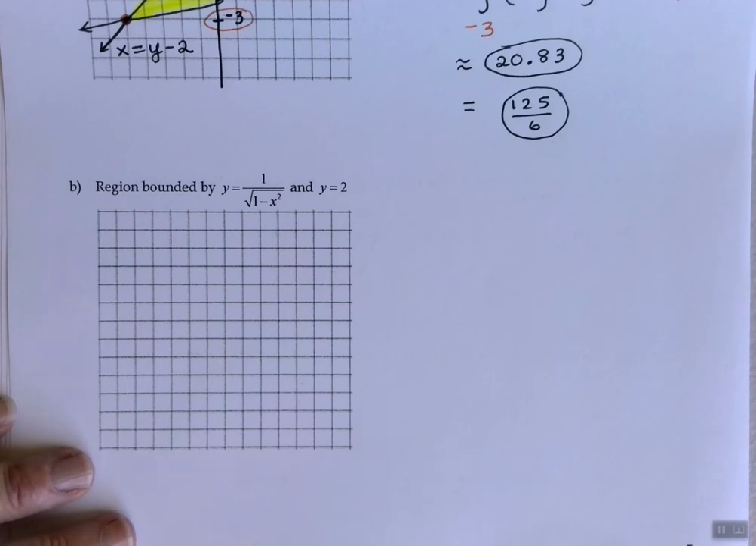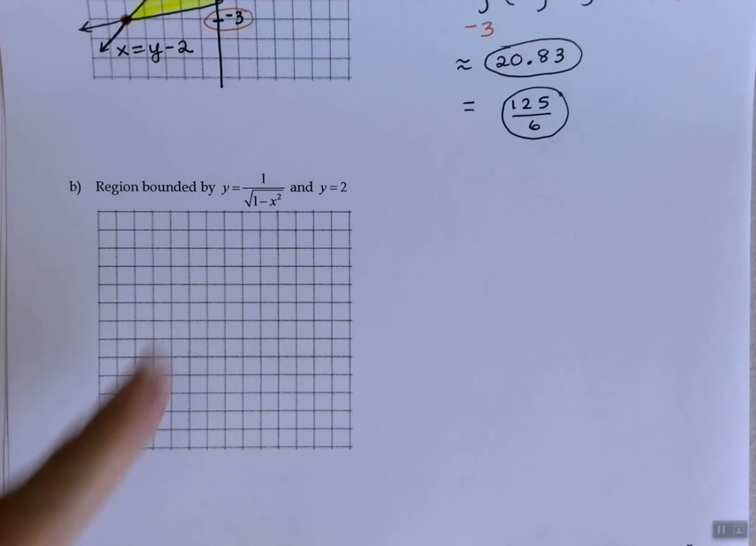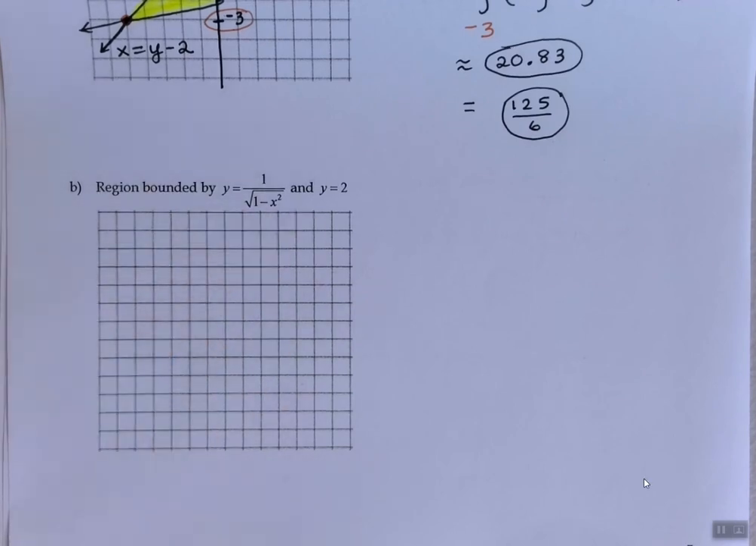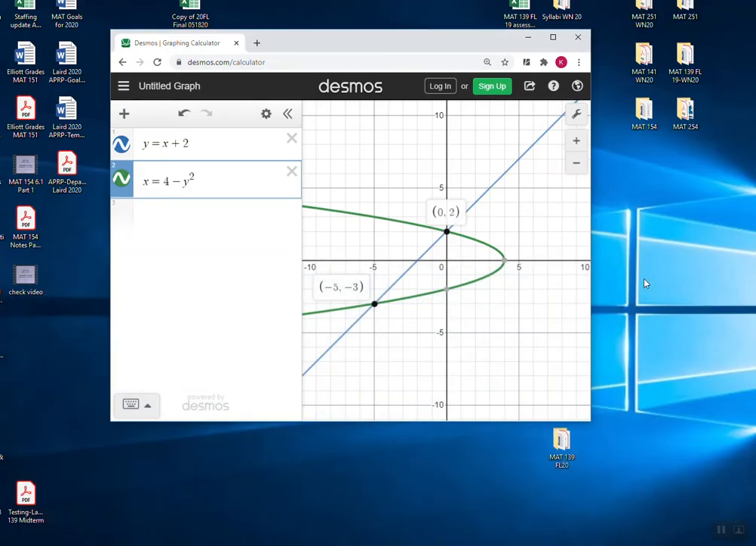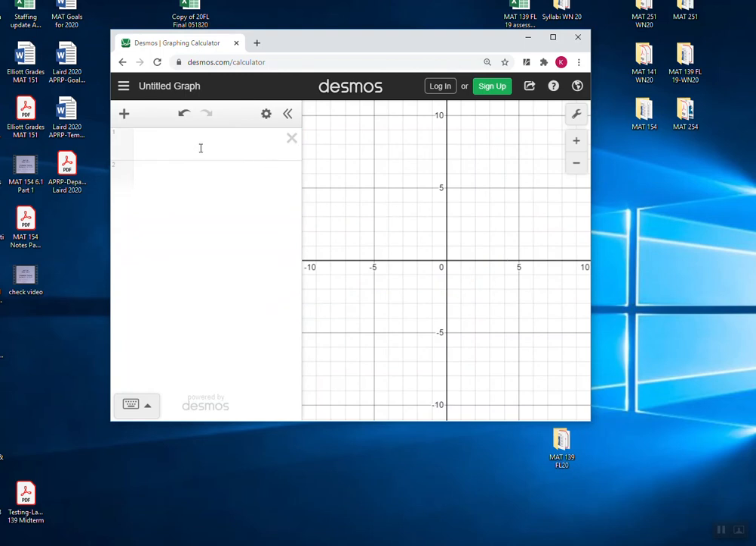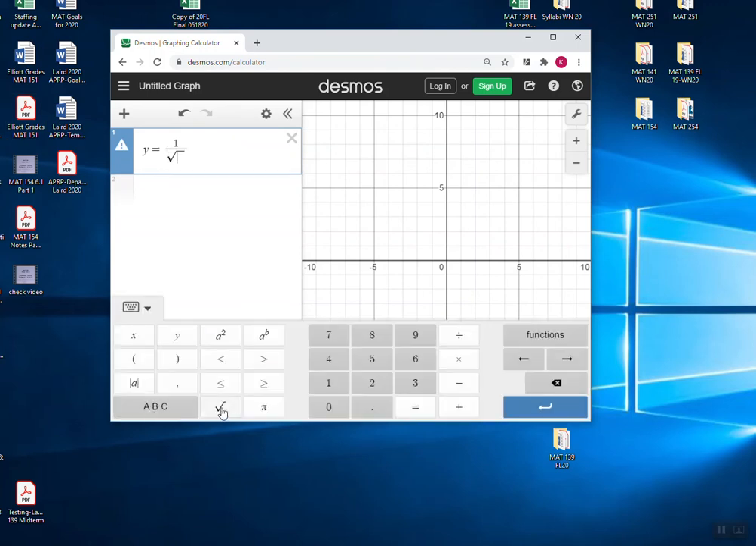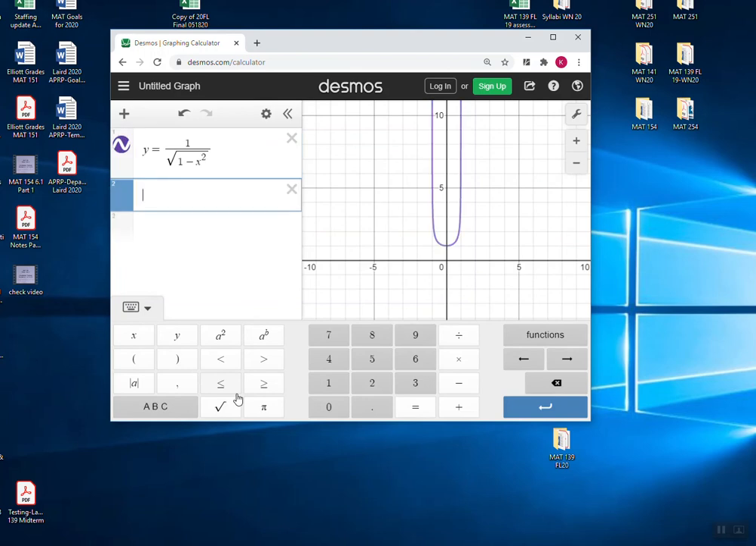So let's see what we've got here. I am once again, just because I think it's such a nice feature, these aren't hard to graph on the calculator, but it's so simple to find things on Desmos. I'm going to go ahead and do it that way. So let's graph it on Desmos. I've got y equals 1 over the square root. I've got to go down here and get into my little menu system to get my square root of 1 minus x squared. And then I've got y equals 2.